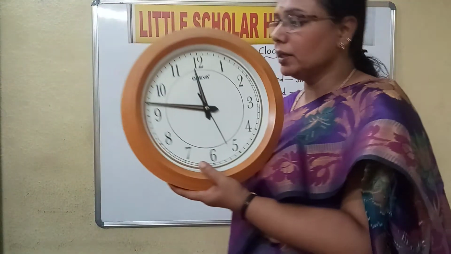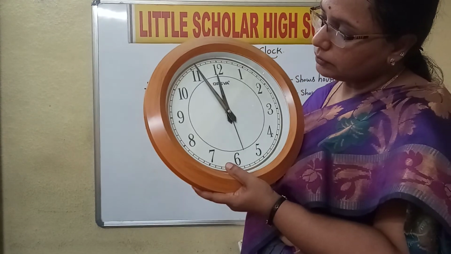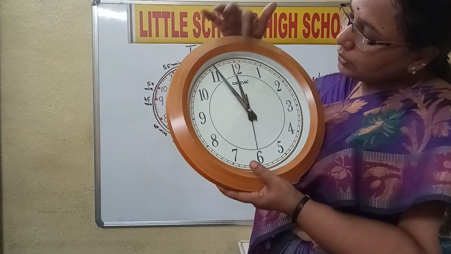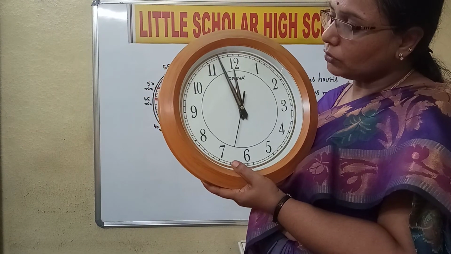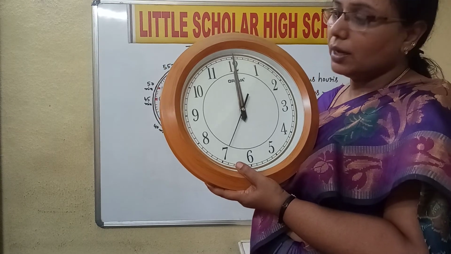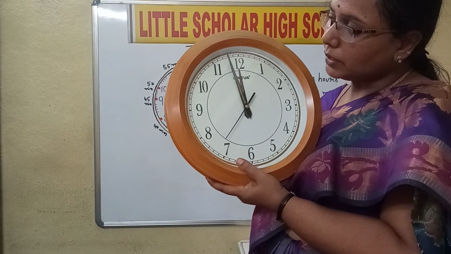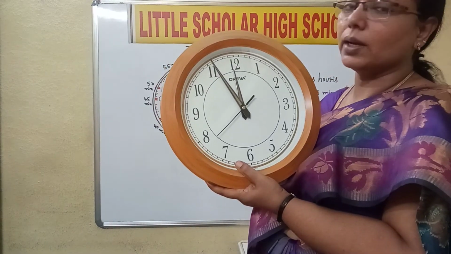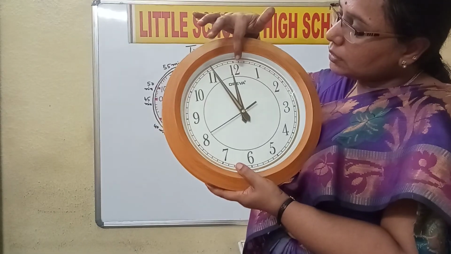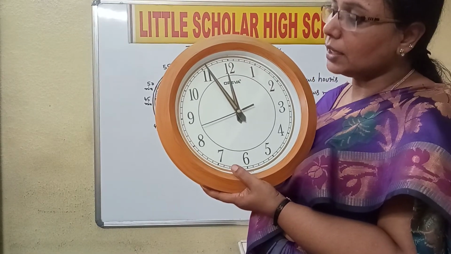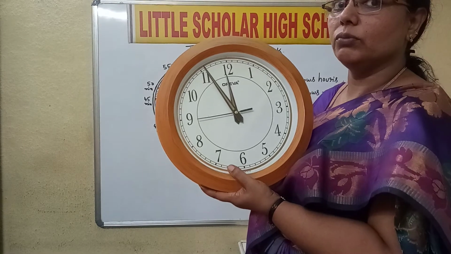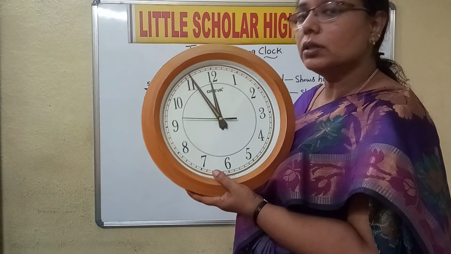If the big needle is on 11, if it is exactly here, what will we say, children? It is 12 o'clock. But it is on 11. That means more 5 minutes for 12. Still 5 minutes are there for 12. Okay. So we will say 5 to 12.